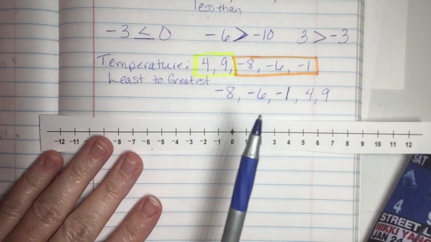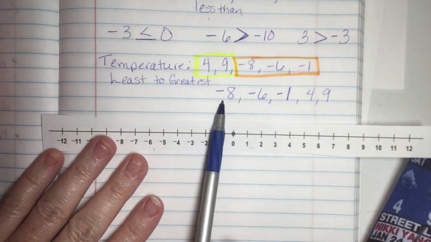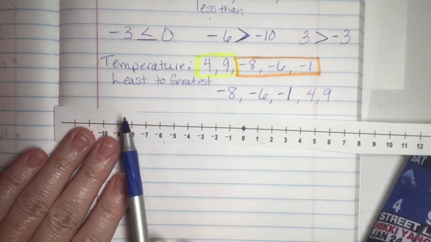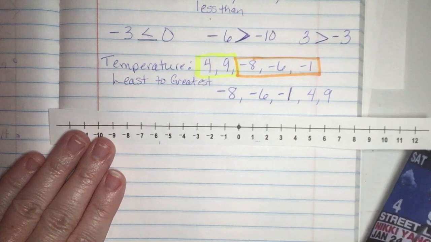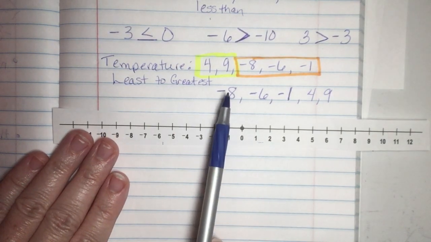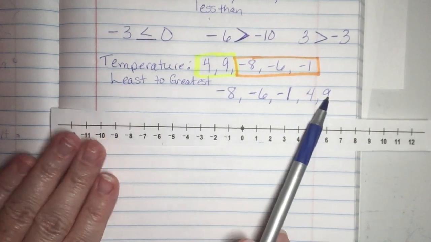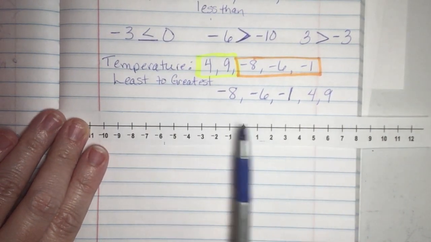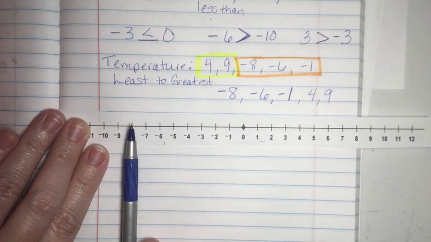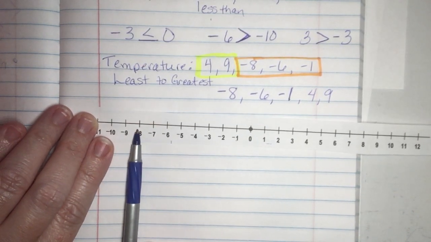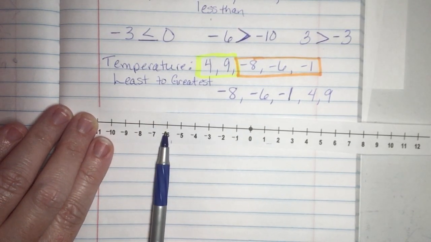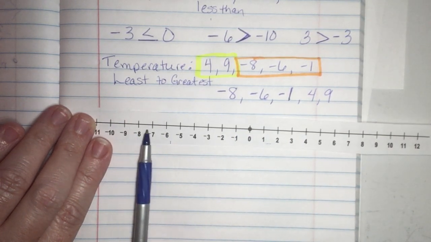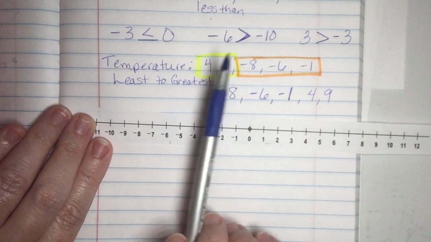All right, so a strategy that you can use to check your order is you know your number line is in order from least to greatest. So that means you should be able to go from the negative 8 to the 9, and you should be able to go straight there without going back and forth. Because if you're going back and forth, you know it's not in order. Okay, so let's try it. So negative 8, then we go to negative 6, negative 1, 4, and 9. We go straight there.